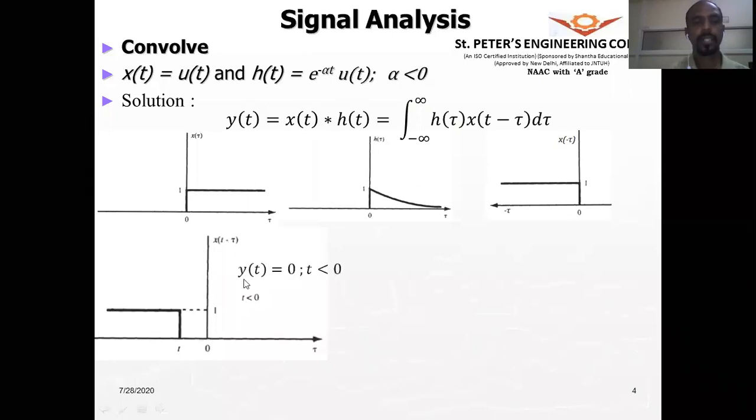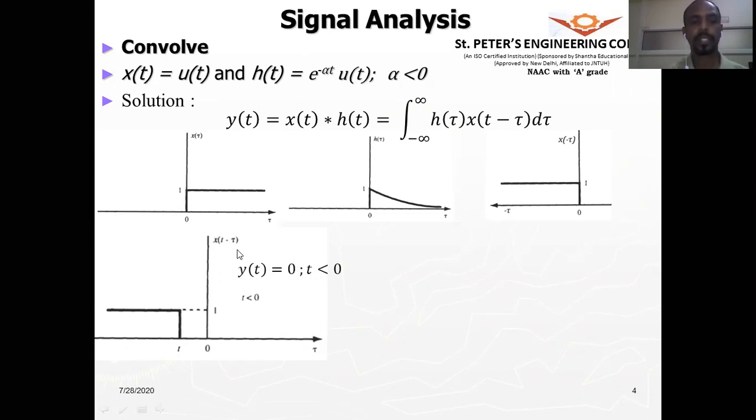We say that y of t, that is the output, is equal to 0 when t is less than 0. So that means there is no overlap between the two signals we are trying to convolve in this region. So whether we take t as minus 1, minus 2, minus 100, minus 1000, minus 10,000, whatever value less than 0, there is no overlap between h of tau and x of t minus tau.